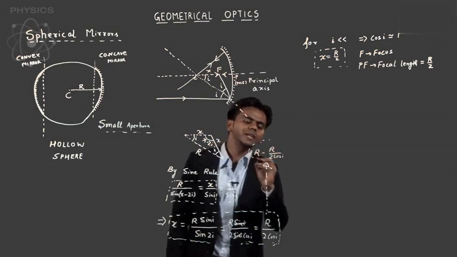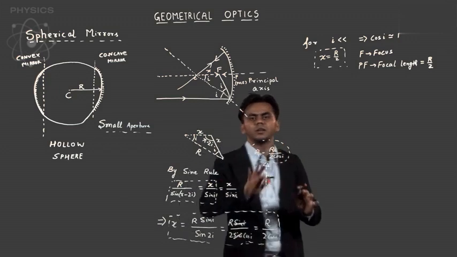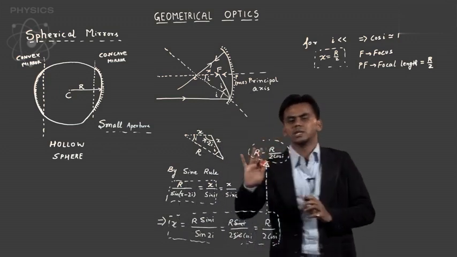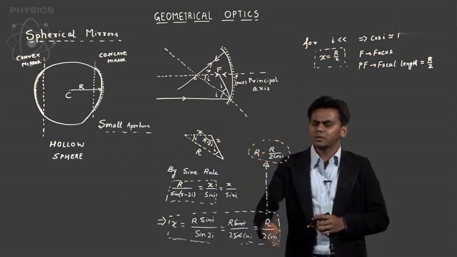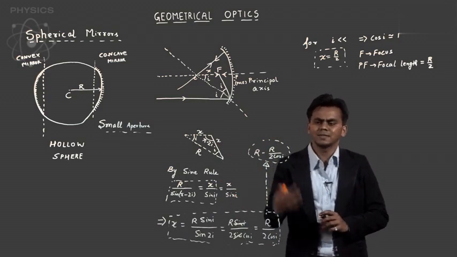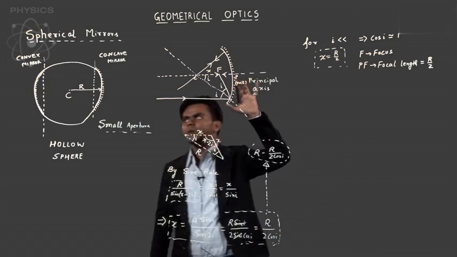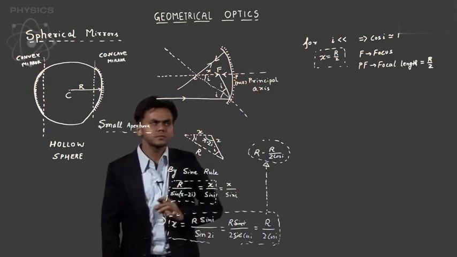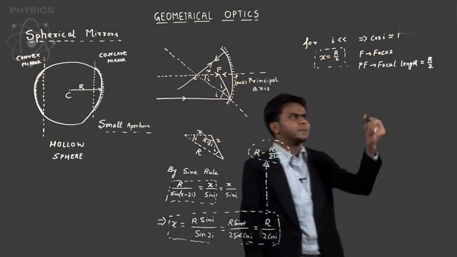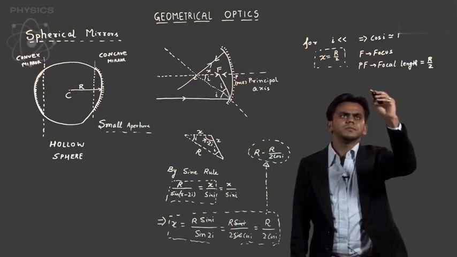But you won't be dealing with this. This would never come into your situation. So just forget this. Just take it into account as a mathematical exercise, not as a physics exercise. Now, this we have done for a concave mirror. What happens for a convex mirror? In a convex mirror, the situation slightly changes.